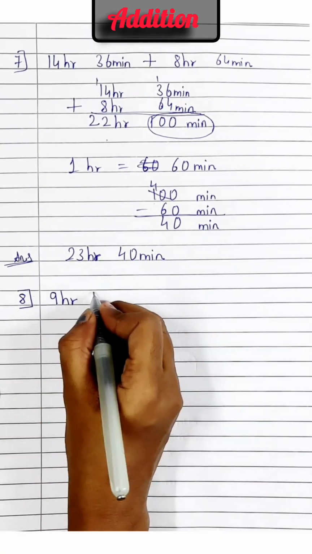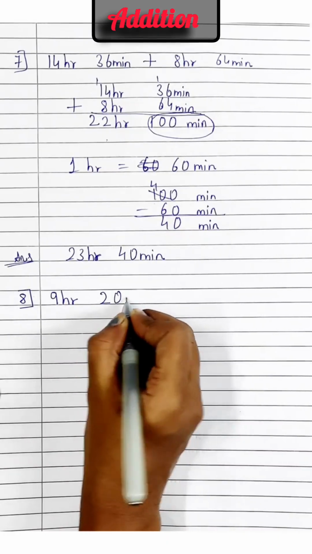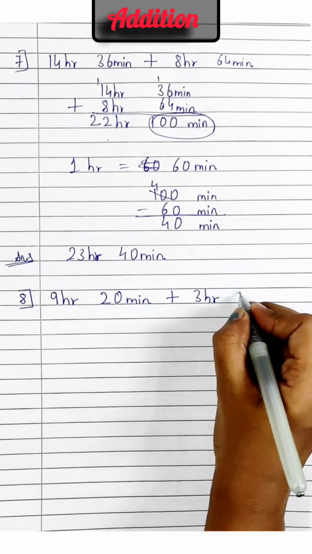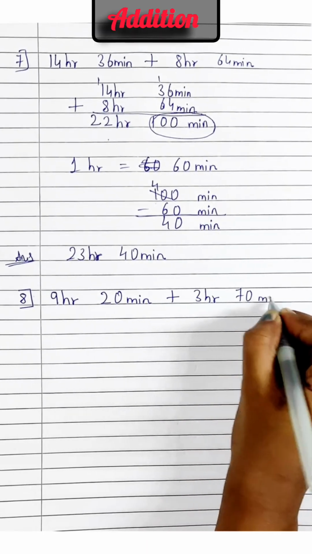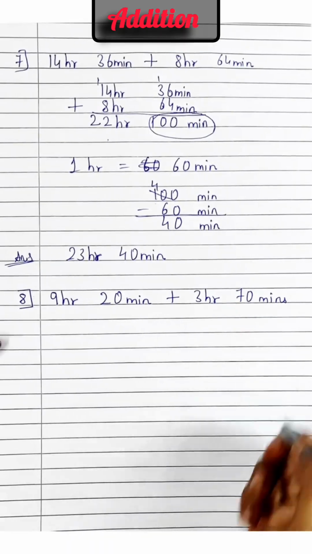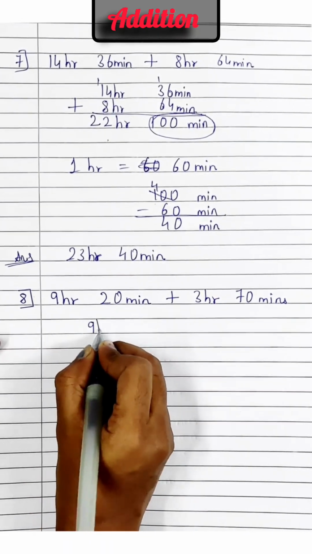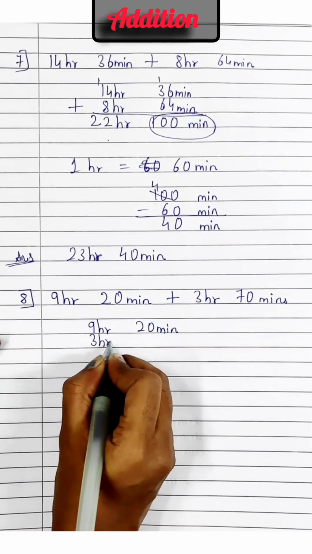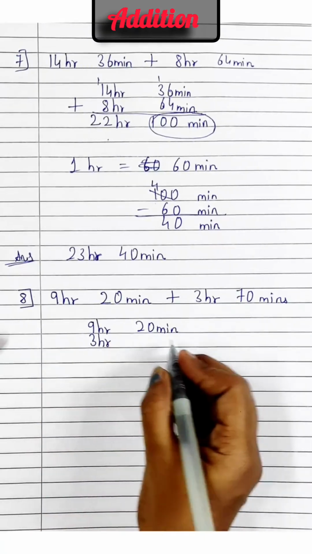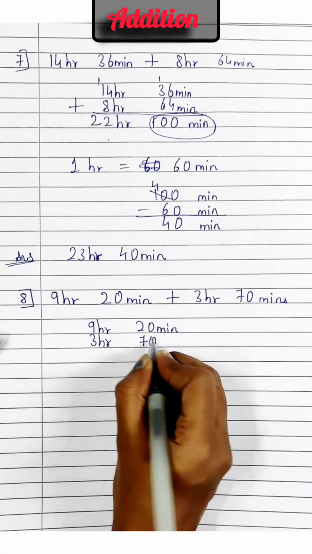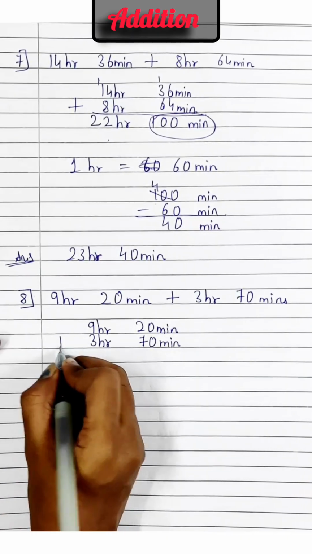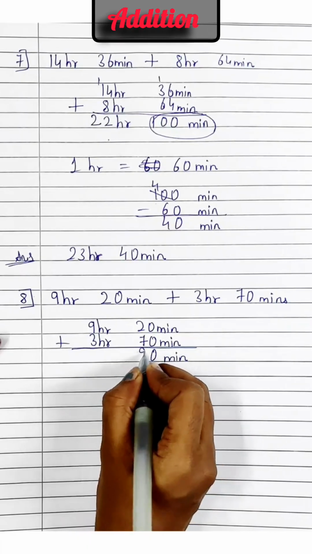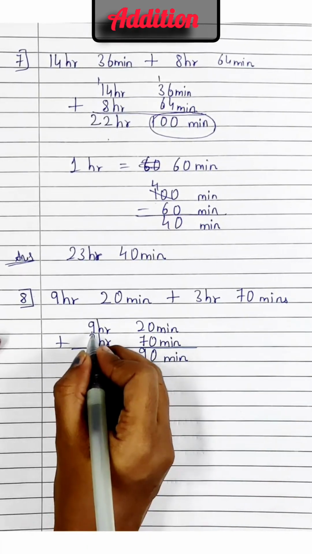9 hours 20 minutes plus 3 hours 70 minutes. Okay? Yes? Again, 9 hours 20 minutes. Hours के नीचे हम hours लिखेंगे. And minutes के नीचे हम minutes लिखेंगे. Plus. 2 plus 7, 9. कितना आवर हुआ? इधर 12.